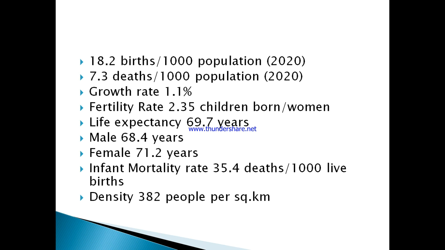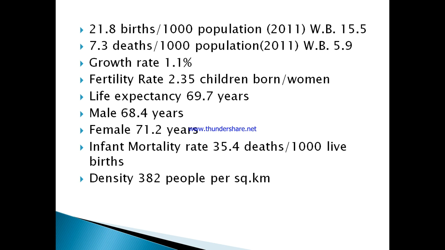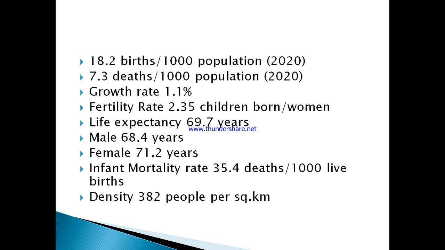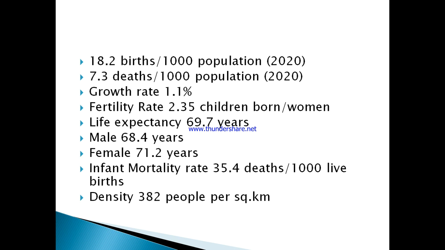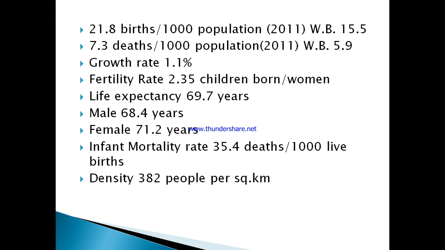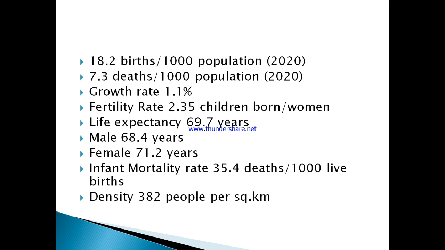And in 2020, we can compare between these. In 2020, birth rate is 18.2 births per thousand population, and deaths is 7.3 deaths per thousand population. We can see that birth rate is still decreasing, but death rate is almost the same. Growth rate is 1.1, fertility rate is 2.35 children born per female. All of these are the same, but only the birth rates are still decreasing.